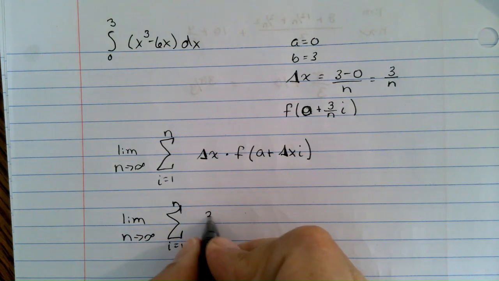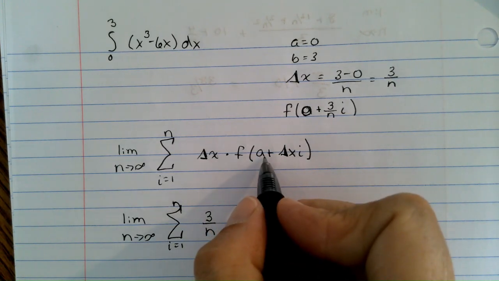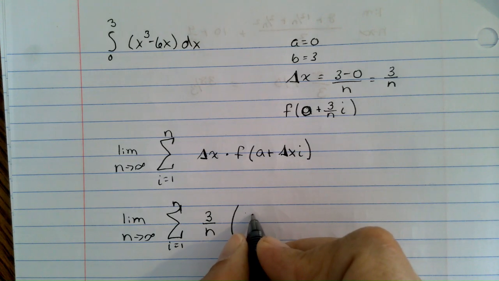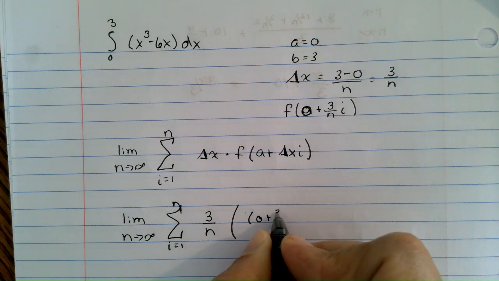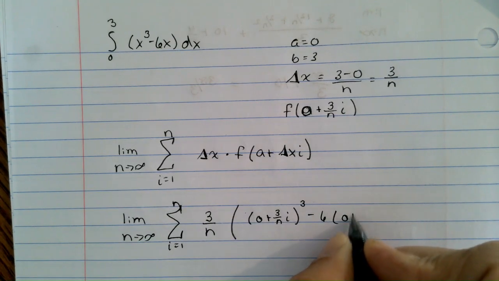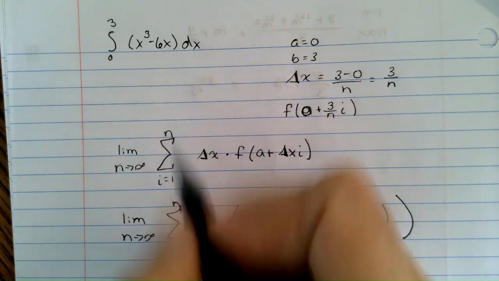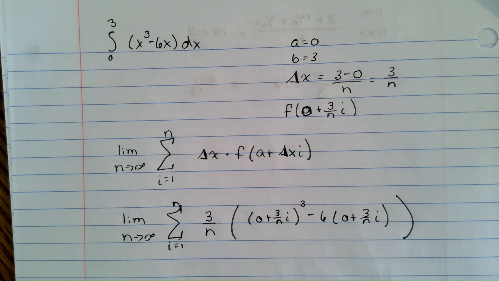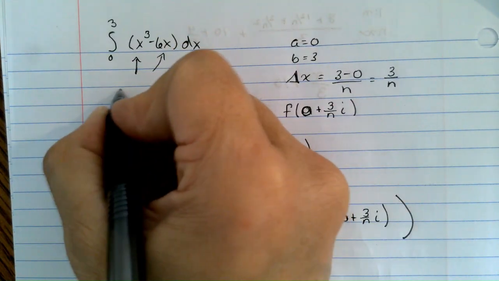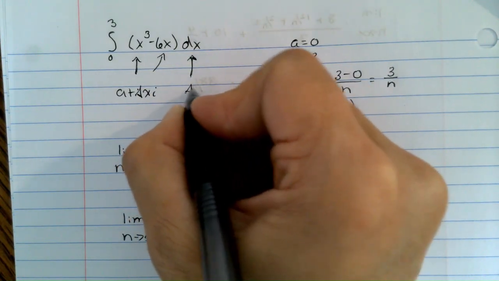Our delta x was 3 over n, multiplied by, now I love it when a is 0 because it makes my life a lot easier, but I'm going to write it in. So we'd have 0 plus 3 over n i, cubed, minus 6 times 0 plus 3 over n i. And we still have our delta x. That's where this 3 over n is coming from. So we input a plus delta x i in, and that is just delta x i. That's all we're doing.